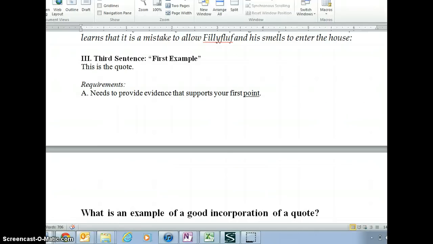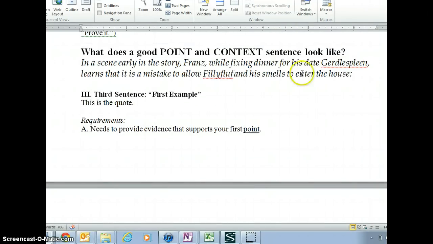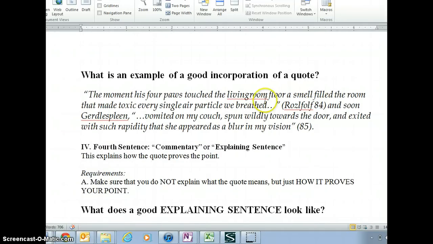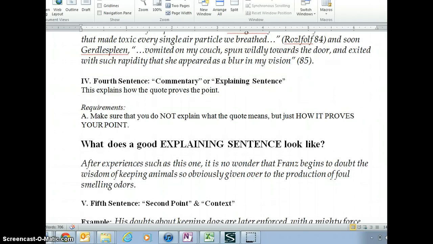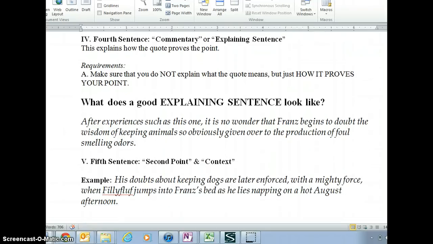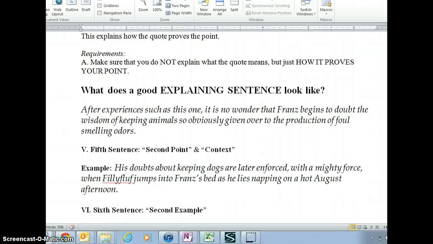Here's your point right up here. Now your fourth sentence is going to be explaining, how does this quote prove my point? Here's an example of a good explaining sentence after this quote. "After experiences such as this one, it is no wonder that Franz begins to doubt the wisdom of keeping animals so obviously given over to the production of foul-smelling odors."